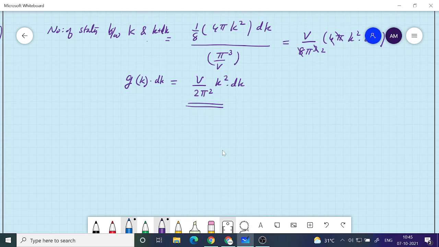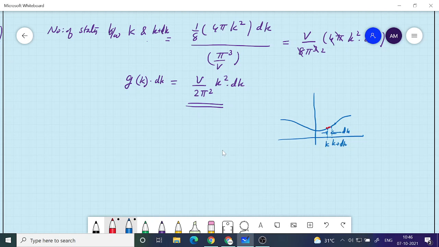Or with respect to the energy band also you can talk about this. If you have a band like this, and suppose you are here at k, and you go to k plus dk, so this is your dk. In this, how many different k values or how many different states are there? That is what we are counting in a 3D space. We are considering a 3D space.